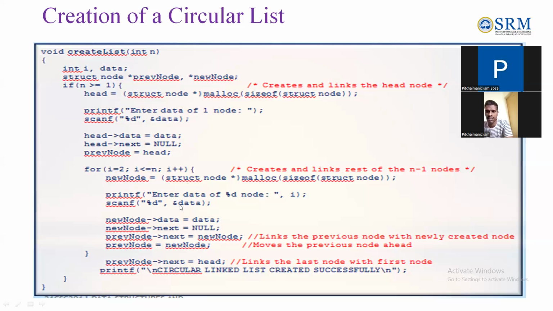After that, we assign the data: printf "enter the data of node %d", i, scanf %d, &data. We assign newNode->data = data, newNode->next = NULL. So prevNode->next = newNode, and prevNode = newNode. So we assign the pointers to these two locations.